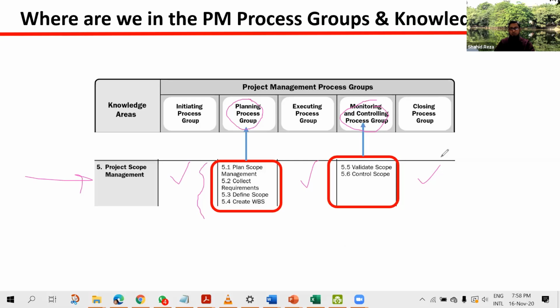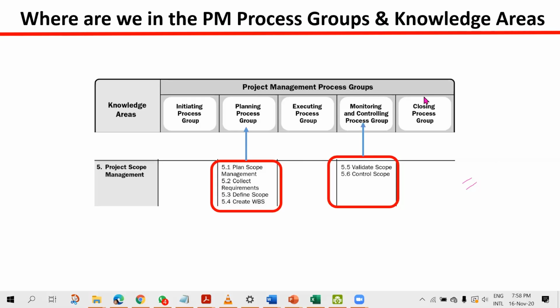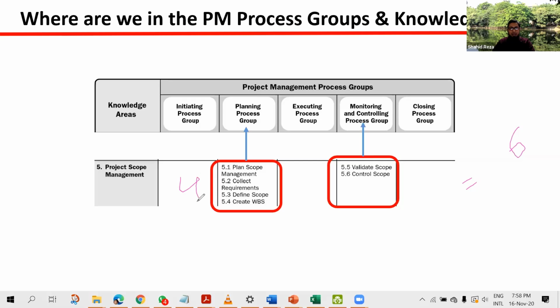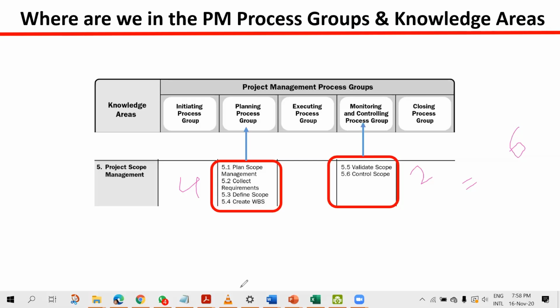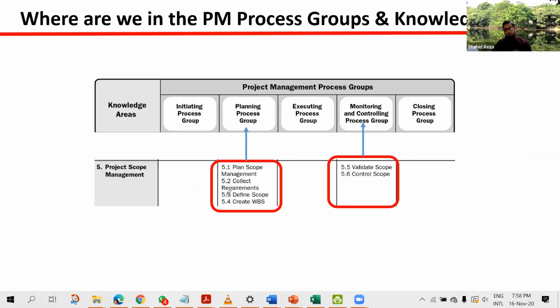So how many processes here in total? Yes, 6 processes, right? 4 in planning and 2 in monitoring and controlling. Okay. So let me now explain the high-level definition of all the processes, why these processes are required in scope management, and also the sequence of the processes.